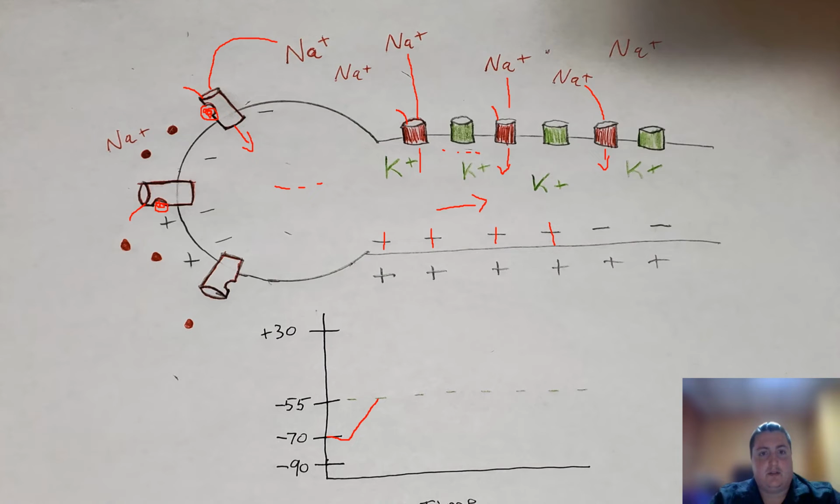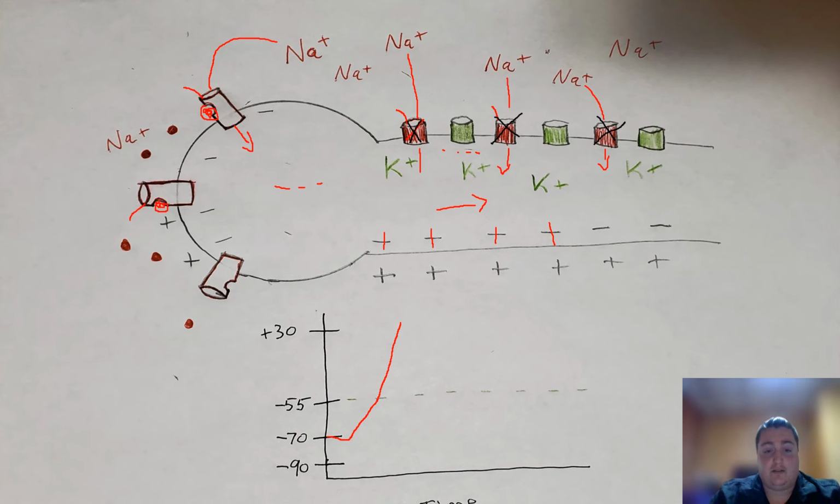Now, what happens is, as we move down the axon, the internal charge continues rising, bringing it right around to a positive 30 millivolts. Now, once positive 30 millivolts is met, these voltage-gated sodium channels begin to close, trapping positively charged sodium within.